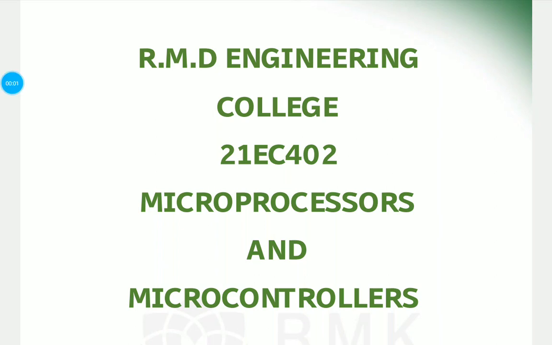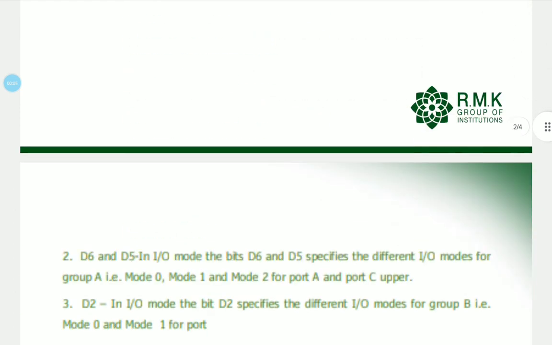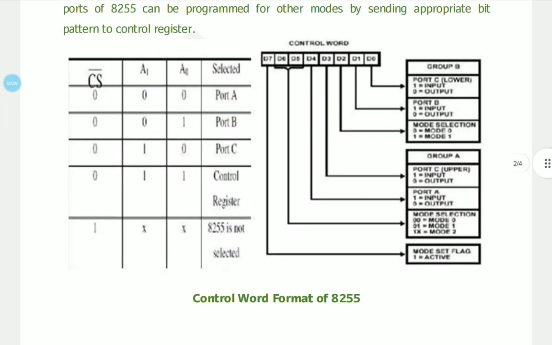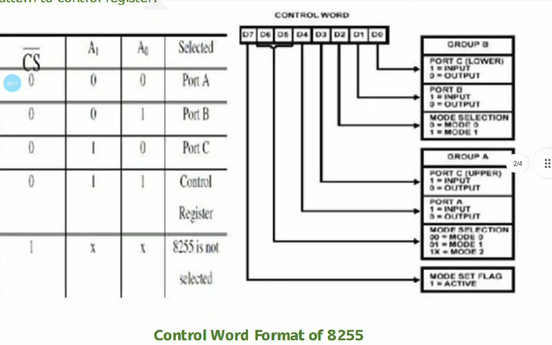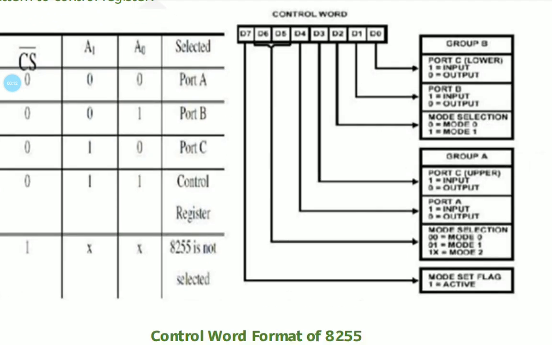Hello everyone. Now we are going to see the interface under the microprocessor. We are going to see the control word format of 8255.